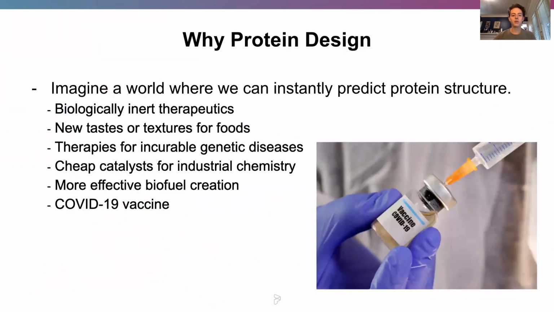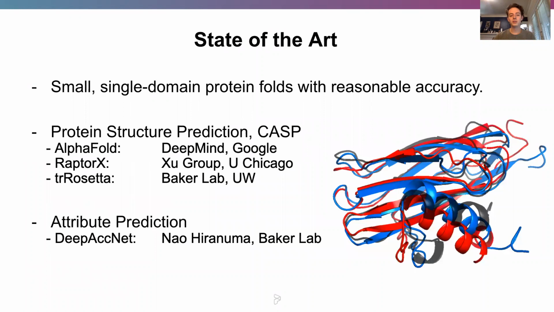If we could instantly know every protein structure, we would have therapeutics that don't elicit an immune response, new types of foods, endless new therapies and industrial processes, and of course, a COVID-19 vaccine. Unfortunately, we aren't even close to that point right now.